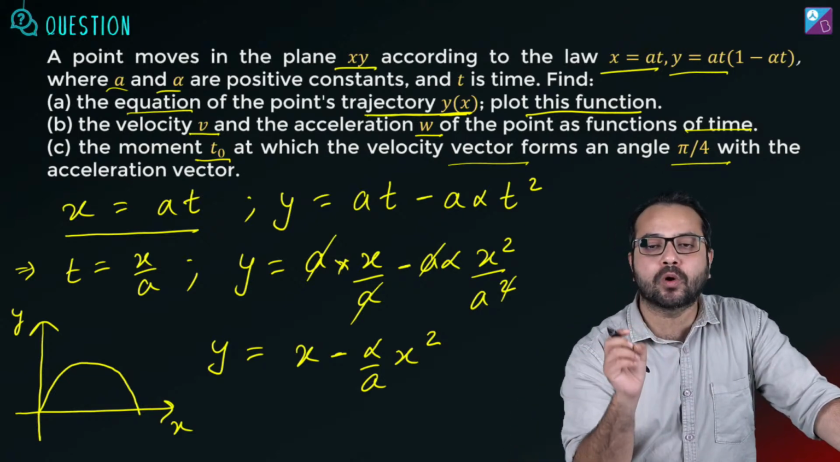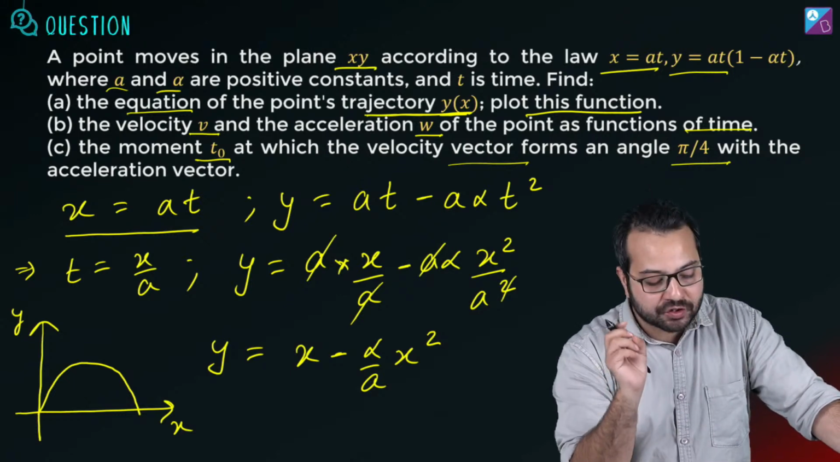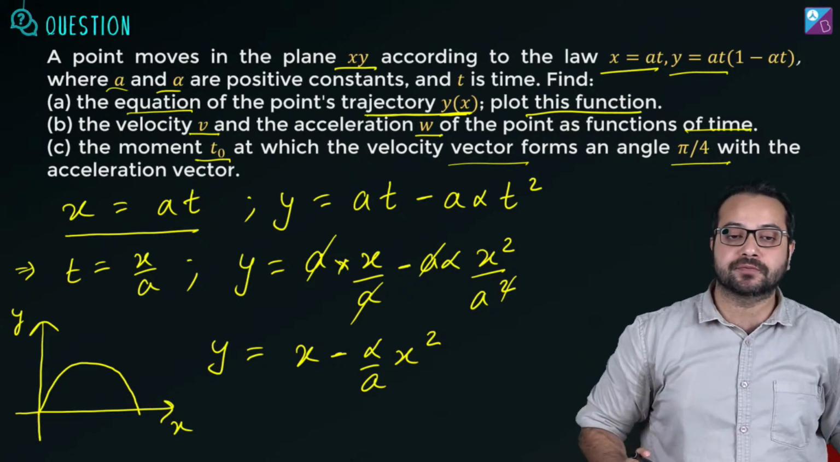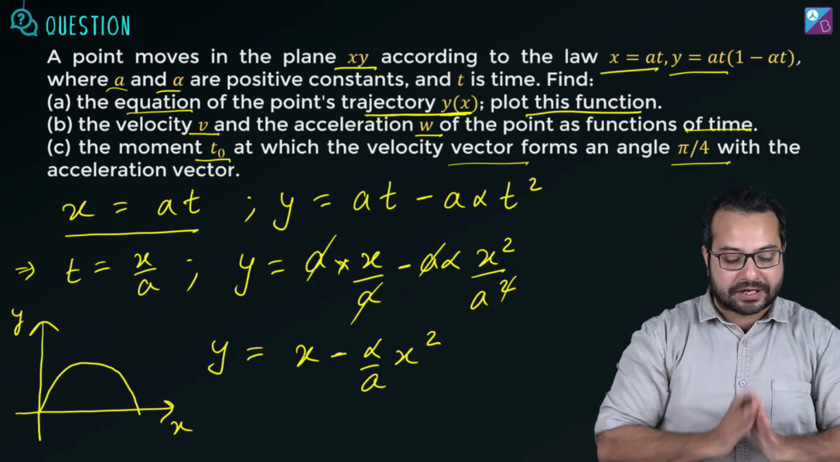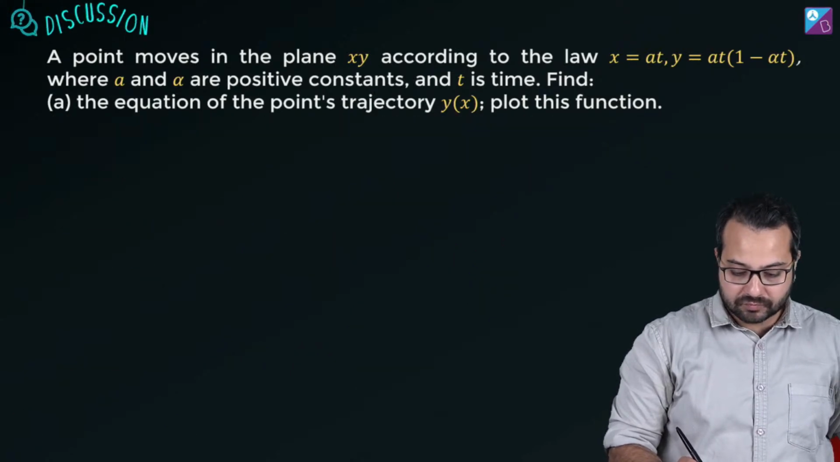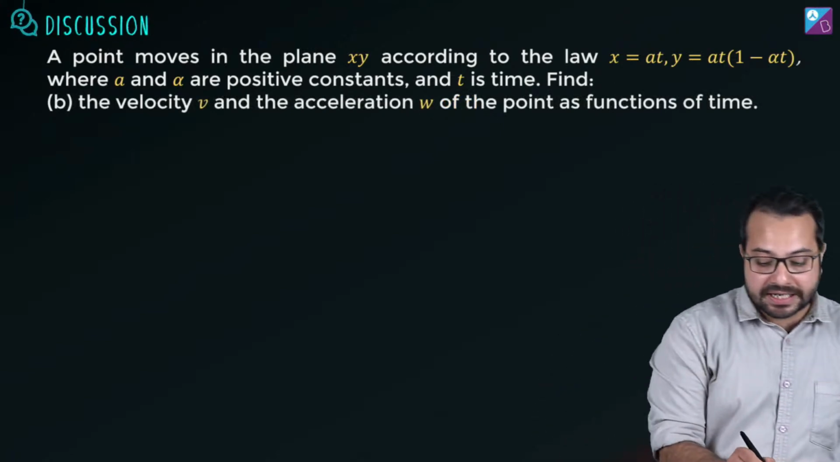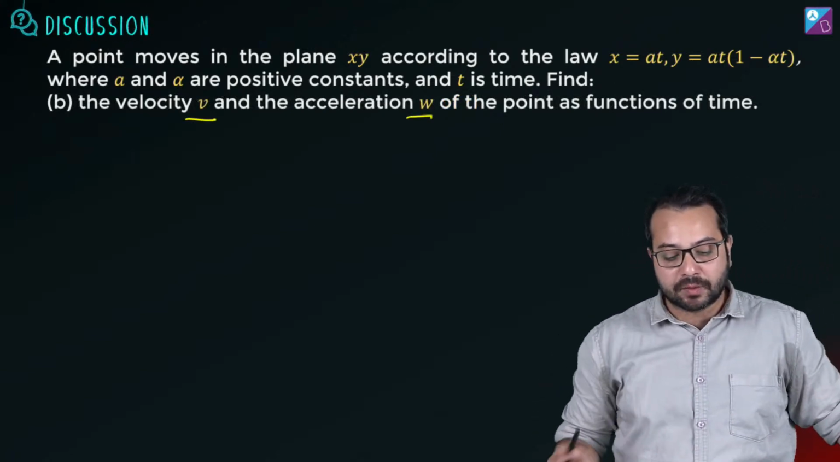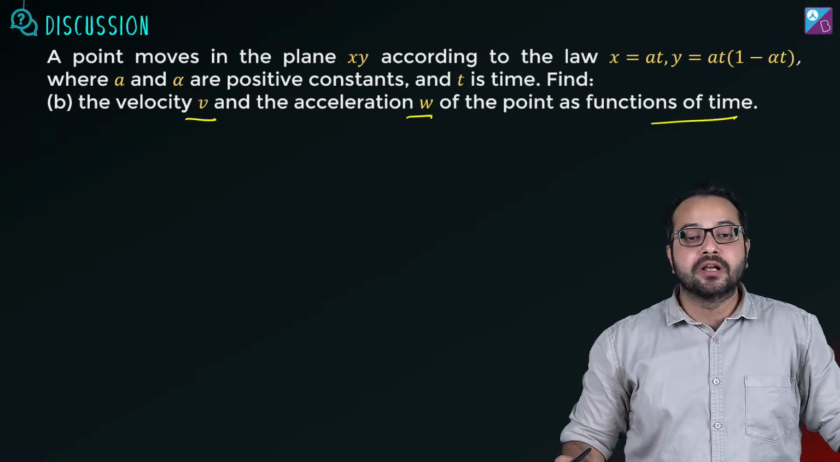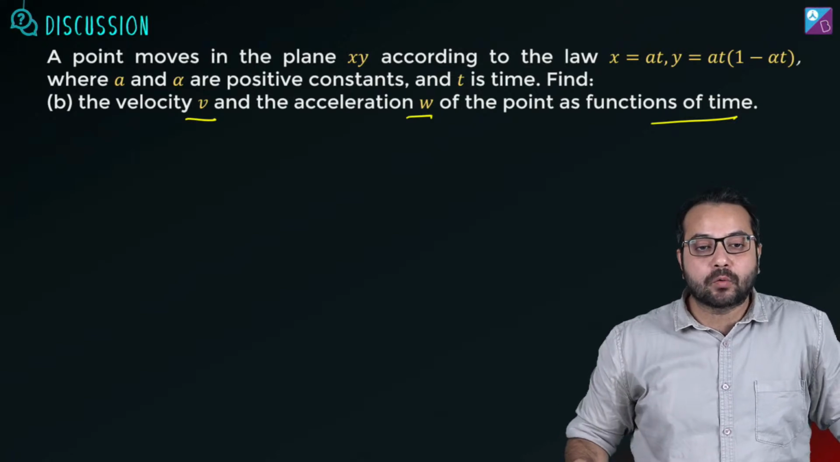So we understood the meaning of finding the trajectory, or equation of trajectory, of a particle's motion. Correct? Very good. Now let's look at the second part. We have solved Part A. What is the second part? The velocity v and the acceleration w of the point as a function of time. How are we going to do it?